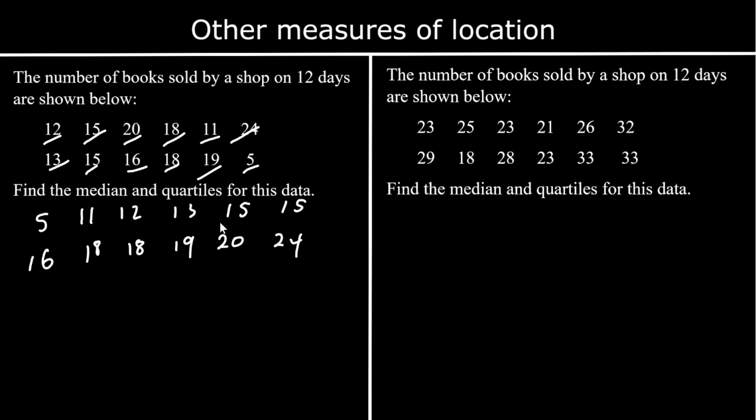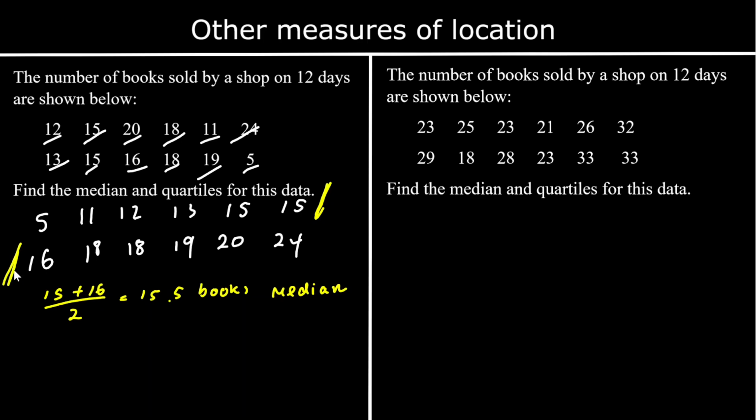in the middle, the 15 and 16. And when there's 2 left in the middle, we go halfway between them. 15 plus 16 over 2 is 15.5. So 15.5 books is the median. And now we've split it into two halves. We've split it into the top 6 and the bottom 6.